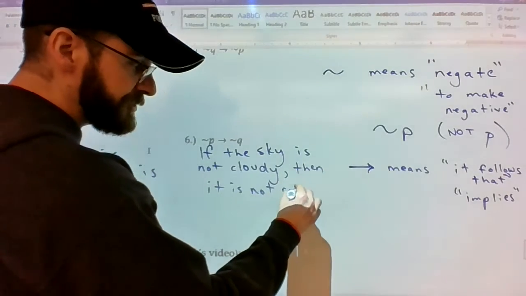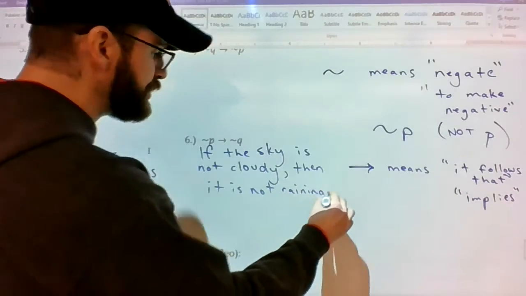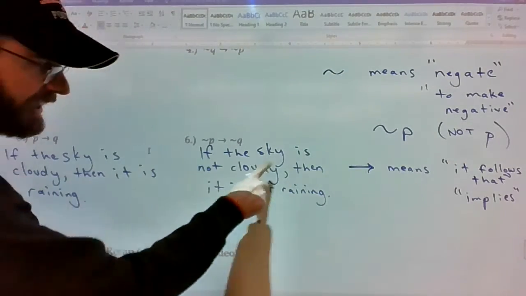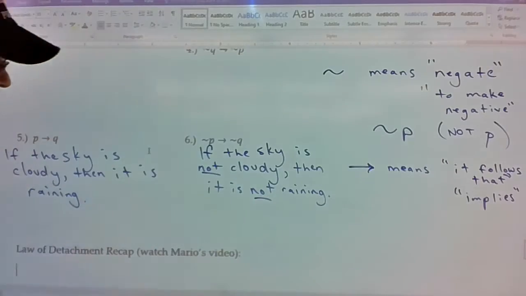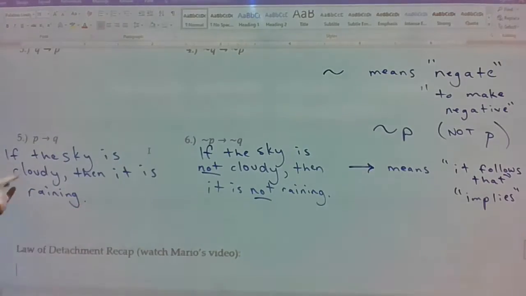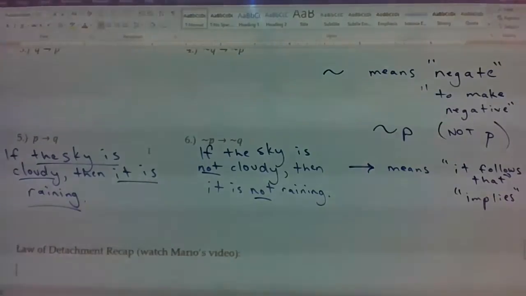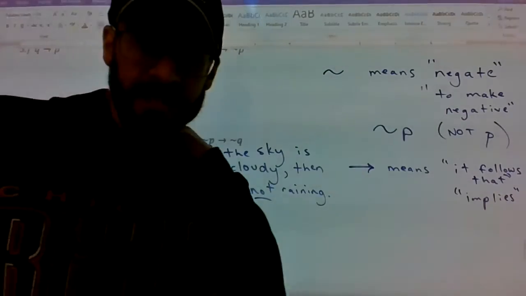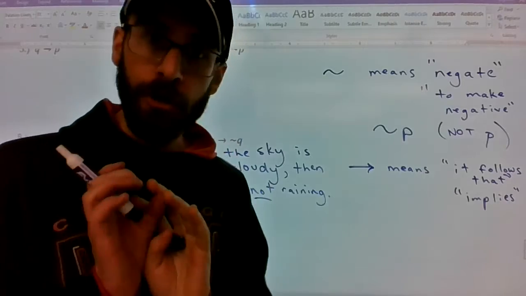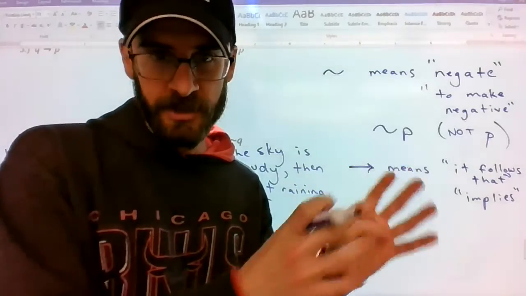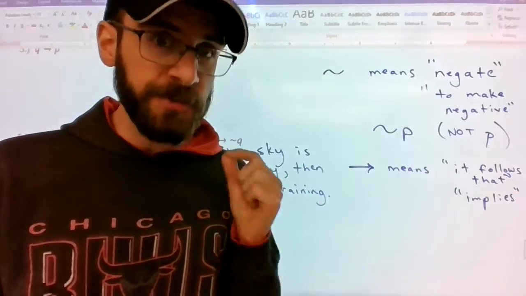So check yourself. Did you write it properly? Did you put the nots in there where they belong? Did you put it in the right order? Is the if followed by this? Is the then followed by that? All right, because right now logic has to be super specific. You can't just throw a bunch of words on paper and expect it to all come out right. It's very specific.